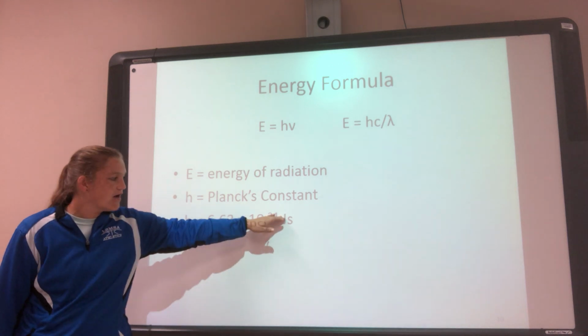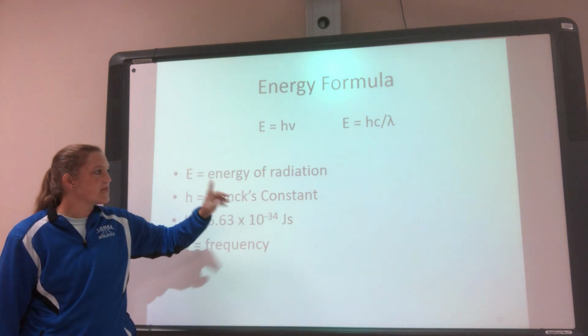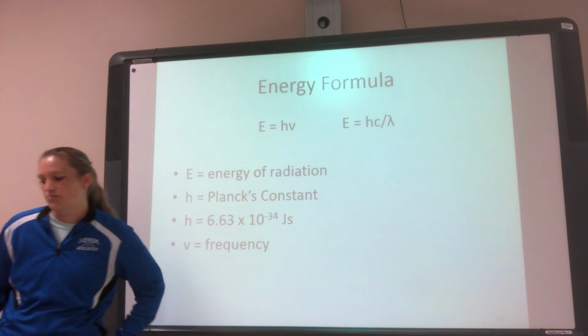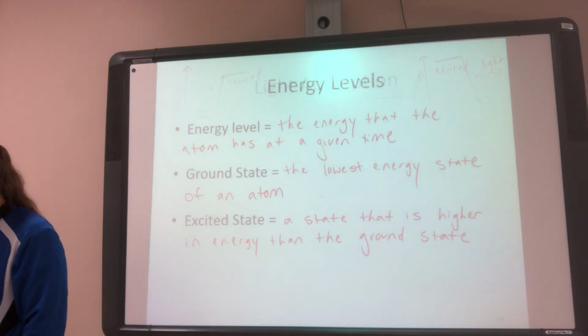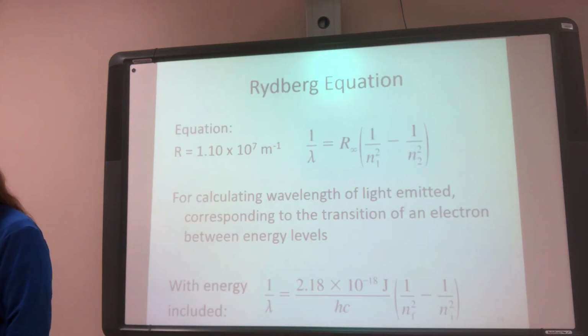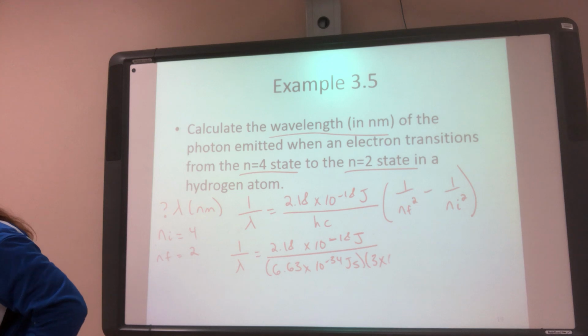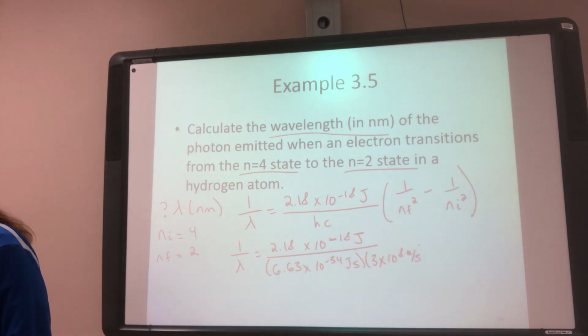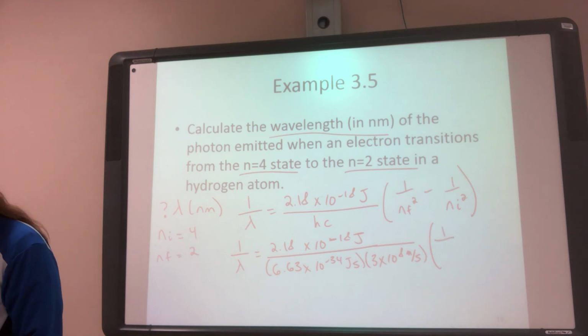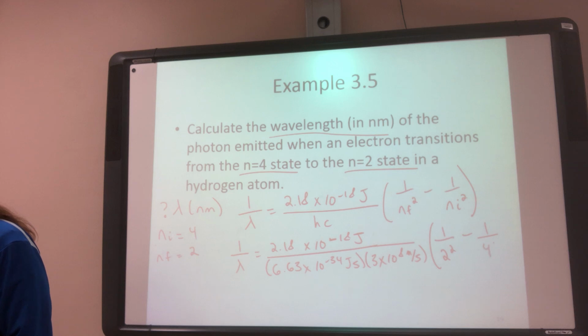So h is Planck's constant, so it's just a constant. And remember, c is my speed of light. So both of those are just constants. Keep going. h is my Planck's constant, 6.63 times 10 to the negative 34 joules times seconds. The speed of light was 3 times 10 to the 8th meters per second. That whole thing is times 1 over nf, and nf was 2 squared, minus 1 over 4 squared.